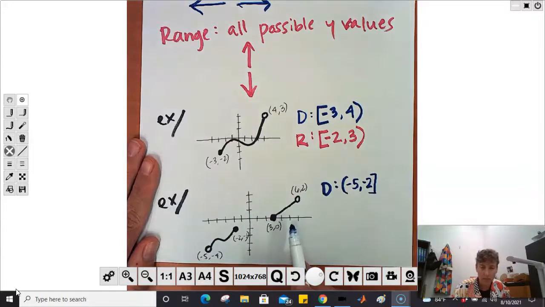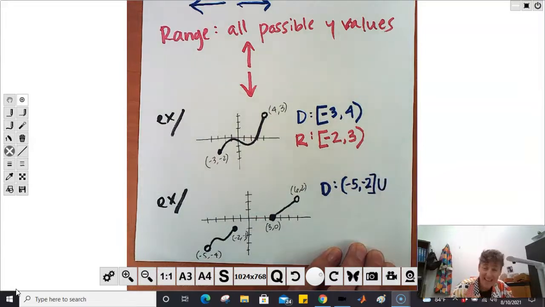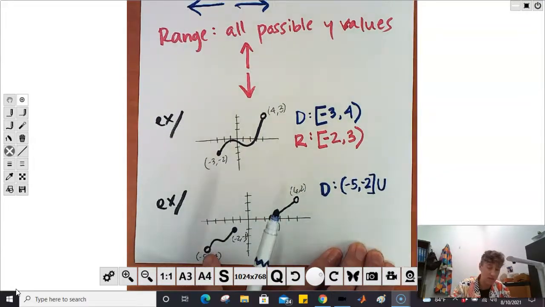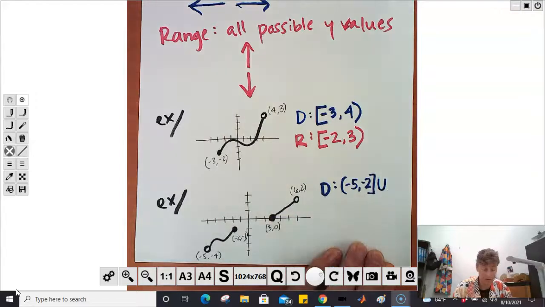And we have another part to this. So we also have a domain for this piece of this piecewise function. So we're going to say this U symbol, that means and, because we have a domain for this part and we have a domain for this part. And both of them are valid and need to be notated as such.